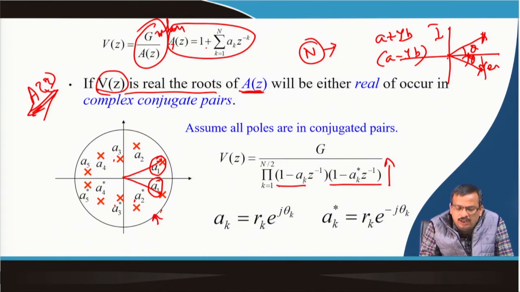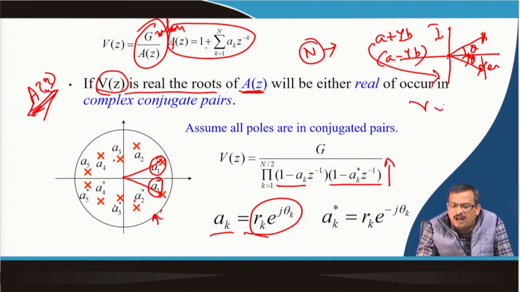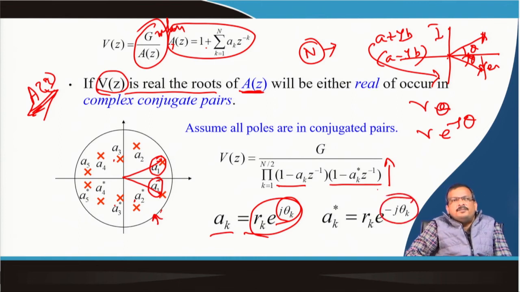Because any pole is complex, so ak can be represented as rk e to the power j theta k. A plus jb can be represented by r and theta, which is nothing but r e to the power j theta. So, if it is a plus jb, then r e to the power j theta. If it is a minus jb, it is r e to the power minus j theta.